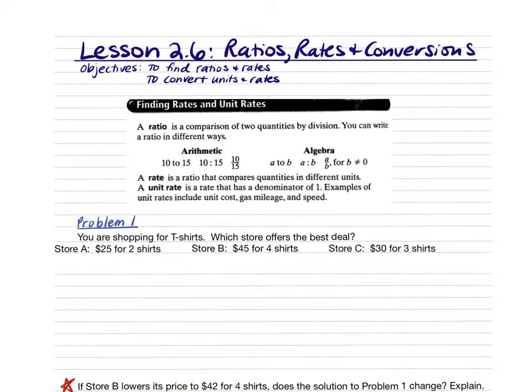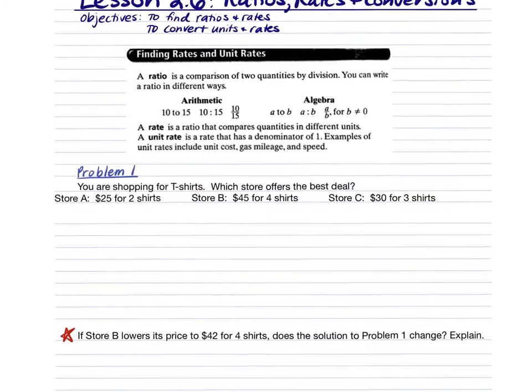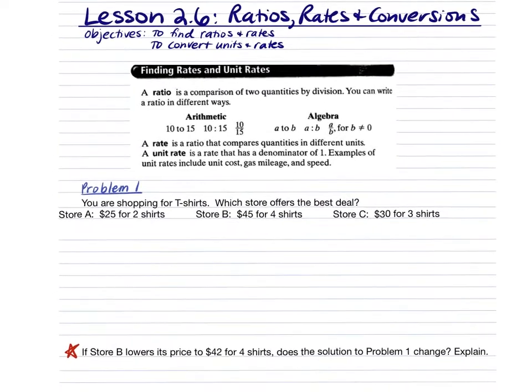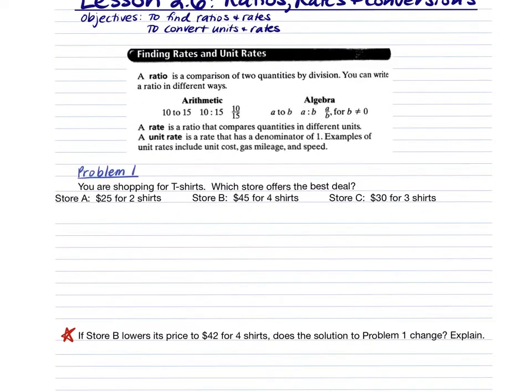So the first problem we're going to have is when you're shopping, trying to figure out what's the best deal, right? If we have three different stores offering a deal if you buy more than one shirt, how do we know what the best deal is? And that's where this unit rate comes in, right? This denominator of 1. Well, how much does it cost for each t-shirt? Right? See, this is comparing 2 shirts, 4 shirts, and 3 shirts. You can't actually compare and just say, oh, this one must be the best deal because I'm only spending $25, but you're only getting 2 shirts, right? This one's $30 for 3 shirts.